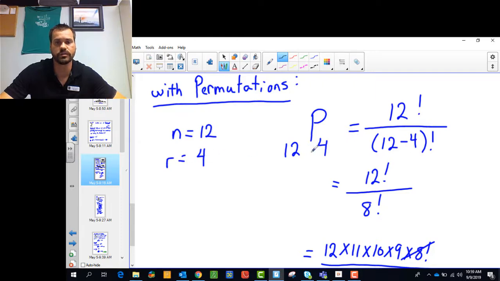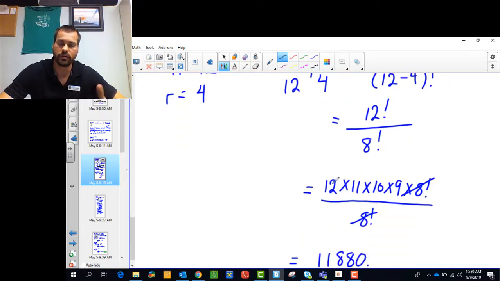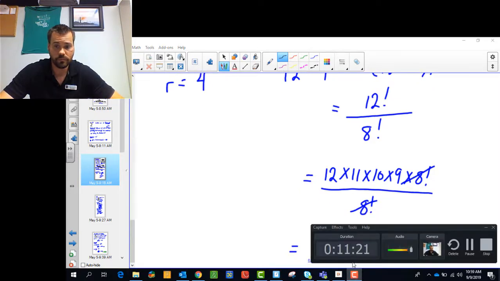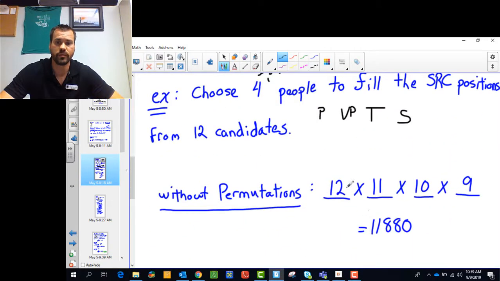You have 4 positions you want to fill. So it's 12 permute 4. That gives you 12 factorial over 12 minus 4 factorial, which works down to 12 factorial over 8 factorial. And again, if you write out 12 factorial, it's 12 times 11 times 10 times 9 times 8 factorial, because 8 factorial is the 8, 7, 6, 5, 4, 3, 2, 1. Those cancel, and you end up with 11,880, right? Which is the same as if we just said we have 12 for the first position, 11 for the second, 10 for the third, and 9 for the fourth. So I'm going to let you work on a couple of exercises with permutations, and then we'll start another video that has to do with combinations.